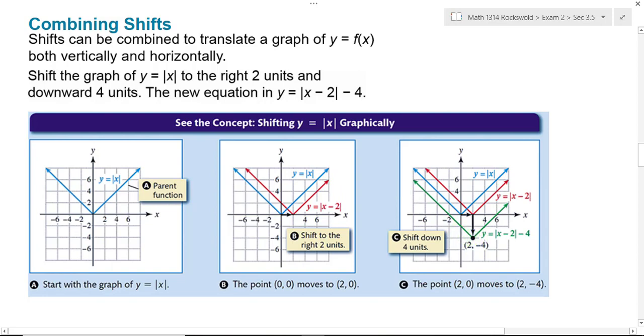You can do multiple transformations. When you're graphing these, you don't have to go through the process of graphing all of the individual transformations. I just think sometimes it helps to see how they take place, where we go from the blue to the red with the horizontal shift, and then from the red to the green with the vertical shift.